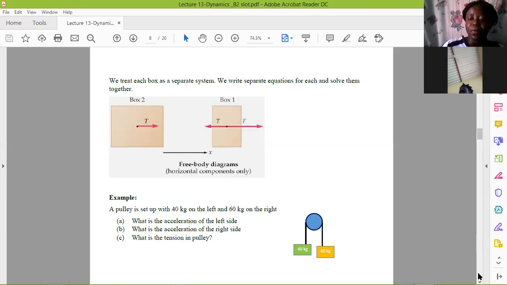Okay, let's do an example. A pulley is set up with a 40 kilogram mass to the left and a 60 kilogram mass to the right. This is more like an actual machine. Then what is the acceleration of the left side, what is the acceleration on the right side, and what is the tension in the pulley?